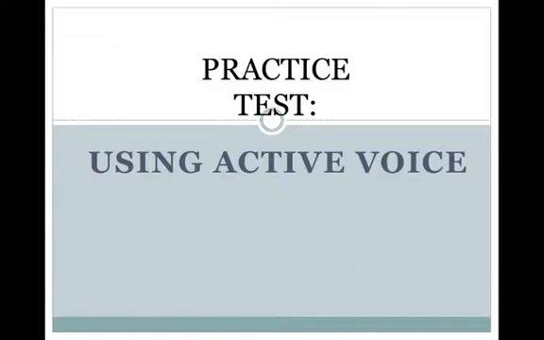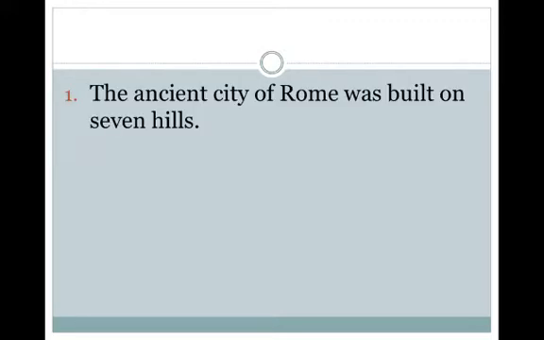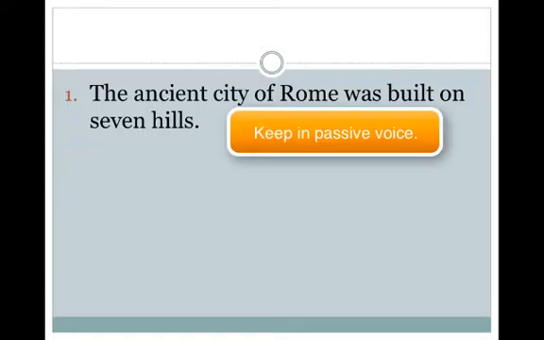Let's do a practice test using the active voice. We're going to change the passive voice to active where we can. Number 1, the ancient city of Rome was built on 7 hills. Now, this sentence is going to have to stay passive because we don't really know from the sentence who built the ancient city, so it remains passive.